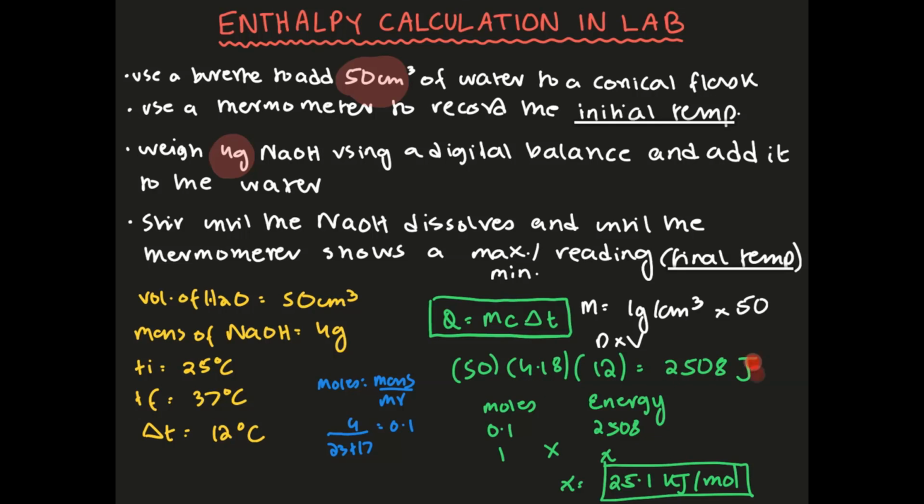Now this is the energy change that's going to take place if you dissolve 4 grams of NaOH. However, we want the overall enthalpy change calculation in terms of kilojoules per mole. This is only the energy that's needed for 4 grams. So 4 grams is going to be 0.1 moles if you use the formula moles equals mass upon Mr. So if you have 0.1 moles of NaOH, the energy change that's going to take place is going to be 2508. And you need the energy for 1 mole. So that's going to be 25.1, or 25.08, kilojoules per mole.